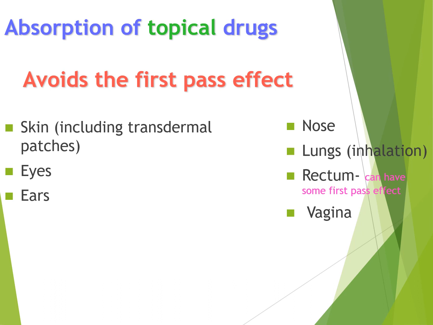Absorption of topical drugs. So again, topical drugs avoid the first pass effect. Topical drugs include the skin, including transdermal patches, eyes and ears, the nose, the lungs through inhalation, the rectum, which of course can have a first pass effect, and then of course vaginal.